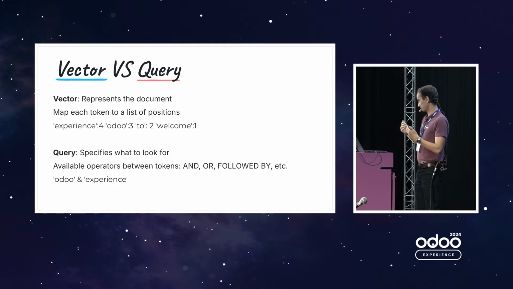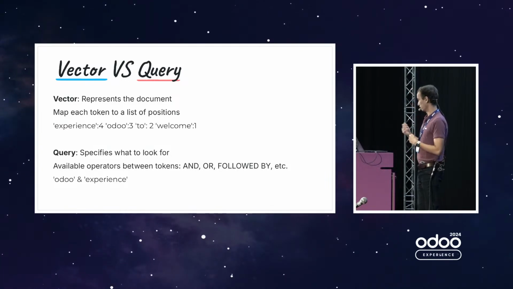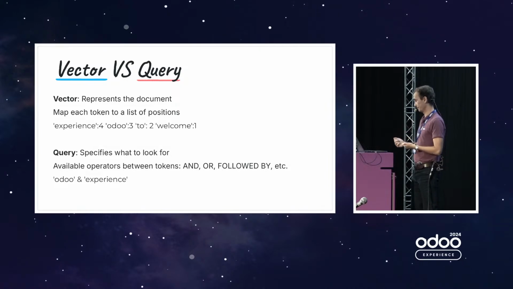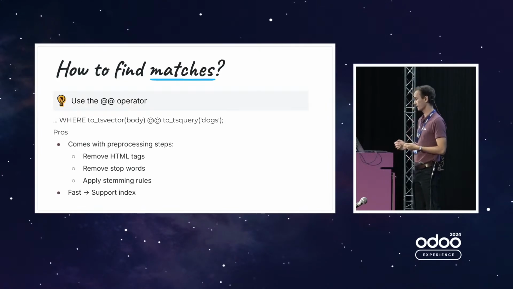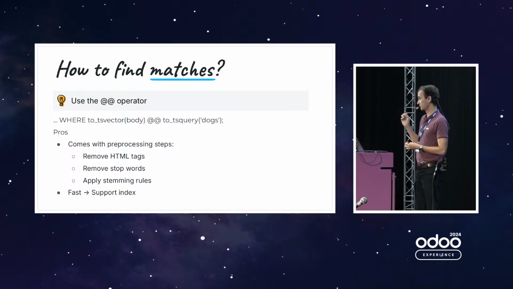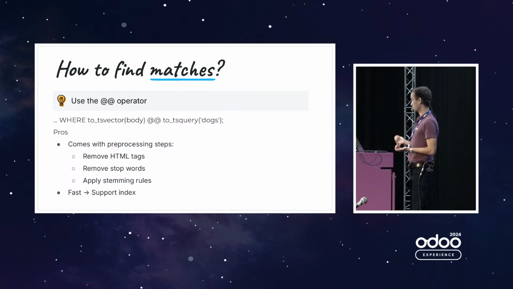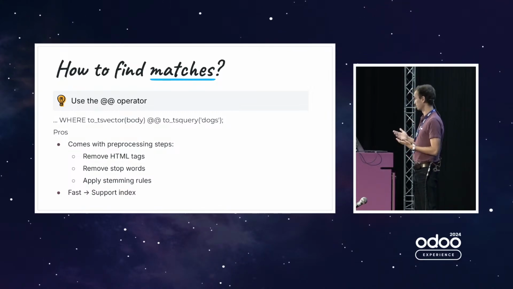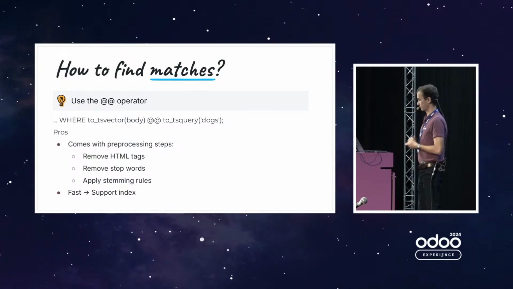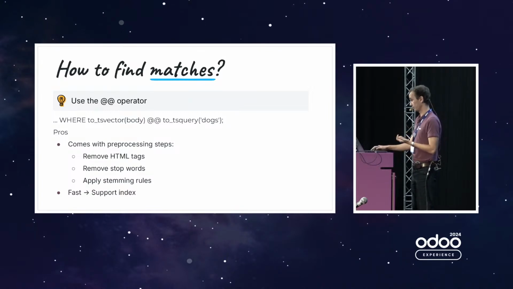And the query really specifies what you actually want to look for. You can have different operators between your search terms. So you can have and, or, followed by, and many others. And the pros of using that approach is that it removes HTML tags from the output. It removes stop words. It applies stemming rules that are really specific to the language the document is in. And it's also really fast, because you can store the tsvector in an index.